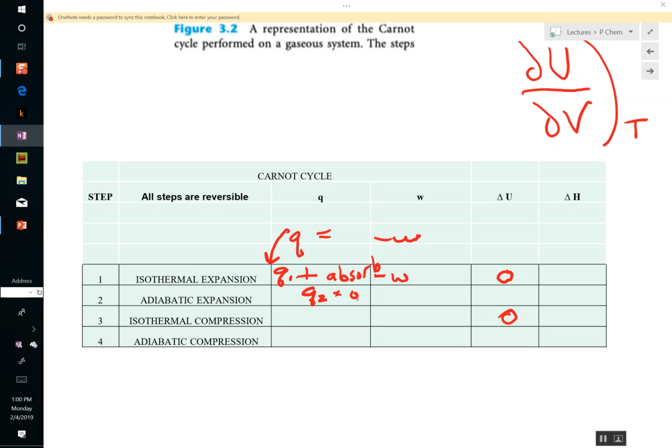They're going to be giving off heat, so it'll be negative Q. Adiabatic compression should be 0 as well because it's adiabatic. Compressing it seems like it's going to heat it up, but we're going to do it adiabatically. So Q4 is going to be 0 as well.